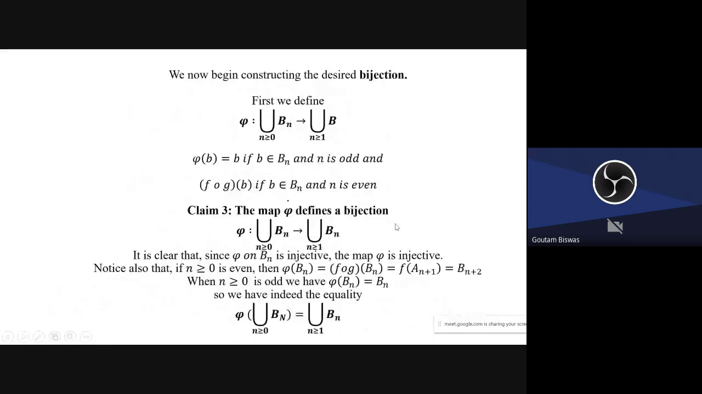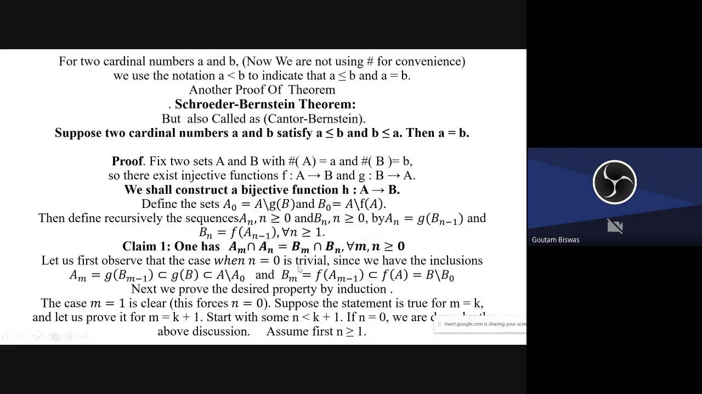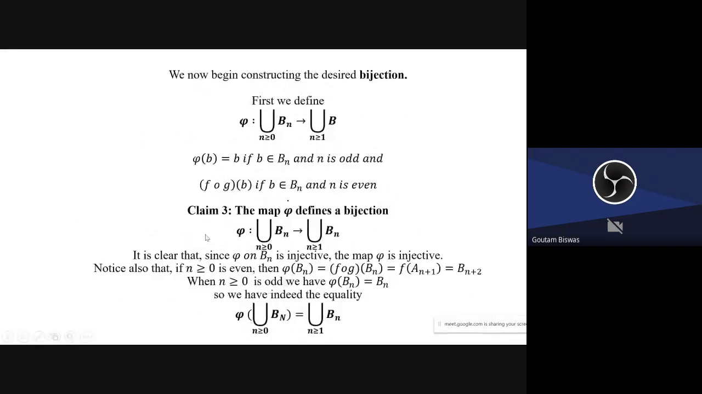Okay. So g of Bn is An plus 1 and f of An plus 1. You see the definition again. Here it is n minus 1 and here it is Bn. So it will be Bn plus 2. Okay. When n is greater than 0 and n is odd, we have phi of Bn is equal to Bn from this. So we have indeed the equality.